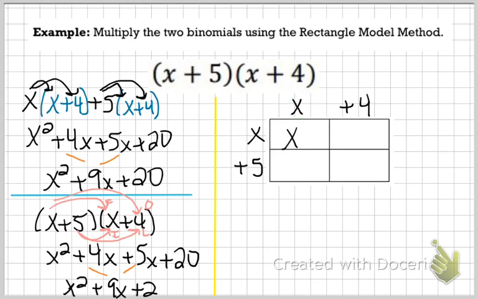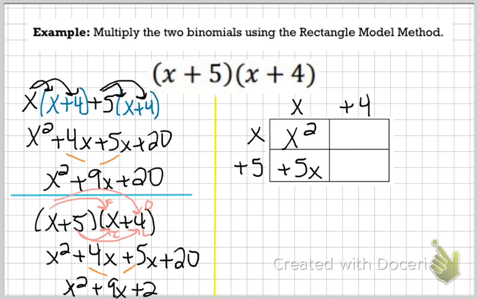X squared. Next, it doesn't matter which way you go. We can do this times this, and that area goes in here. So 5 times x is a positive 5x. We move on to the next part.